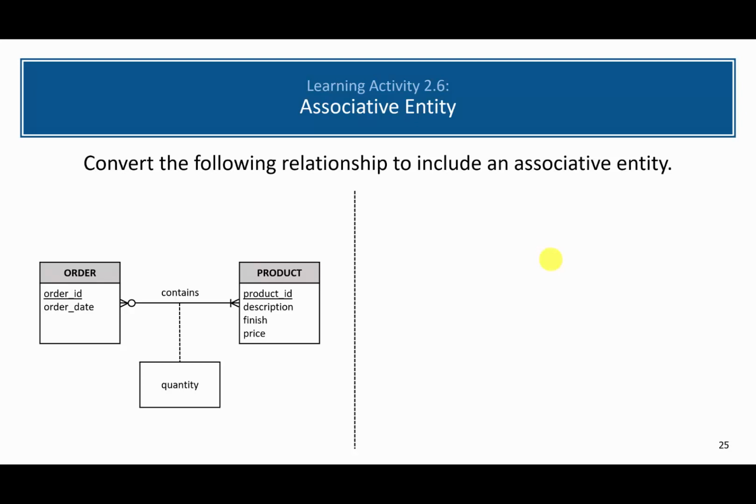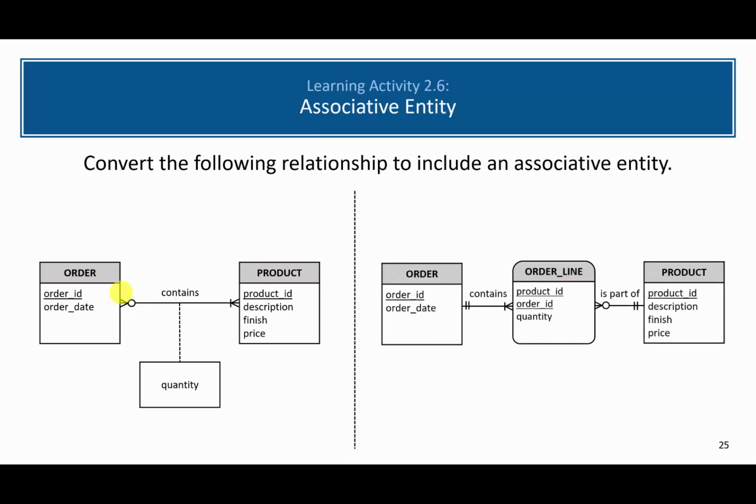All right, welcome back. So what we're going to do is take an associative entity and slap it between order and product, as you can see here. And as you can see on the left side, we have an order contains 1 to many products. So we're going to continue with that. An order contains 1 to many products, and that's going to be attached to the order line entity. And then we have a product is part of 0 to many orders.